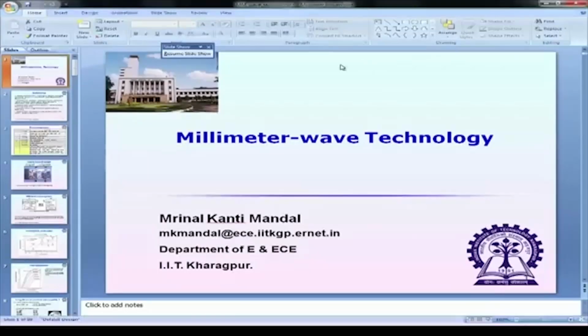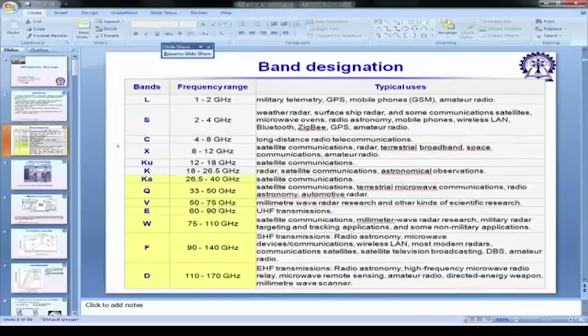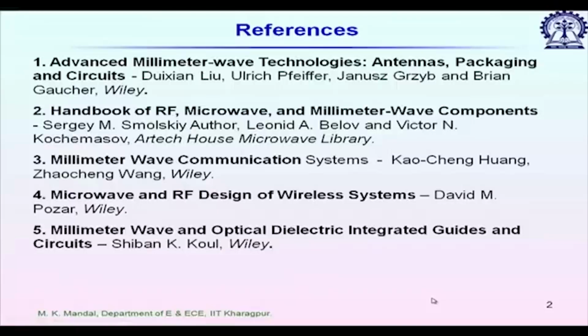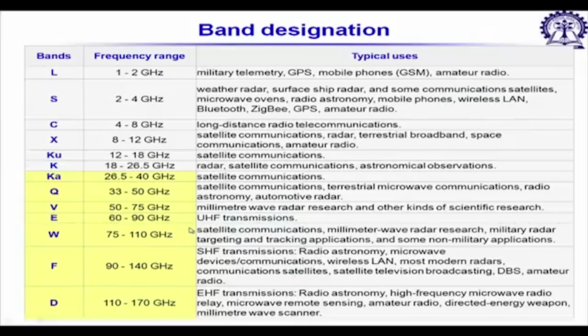So, let us start with the band designation. If you look at the different band designations marked in yellow, the Ka band starts from 26.5 gigahertz to 40 gigahertz.